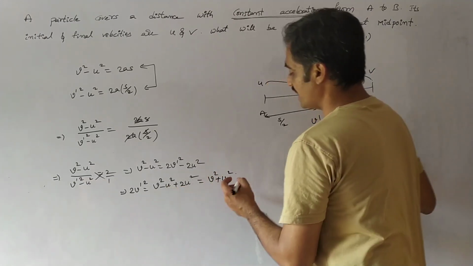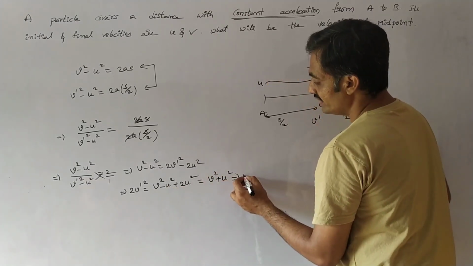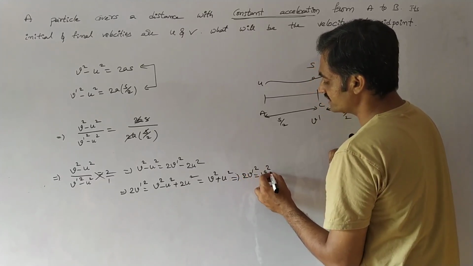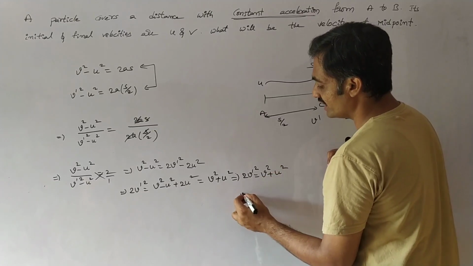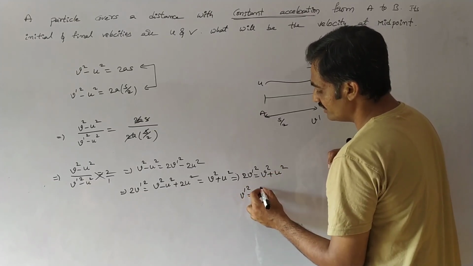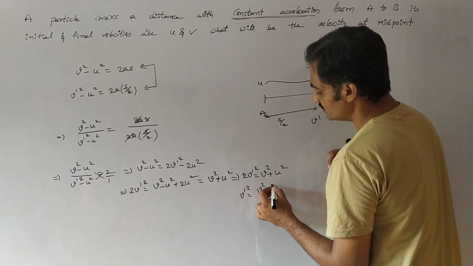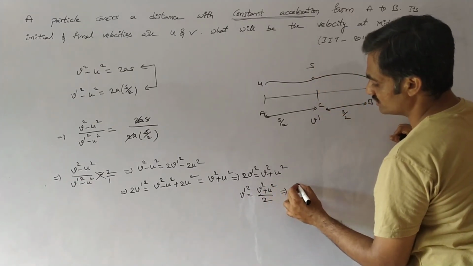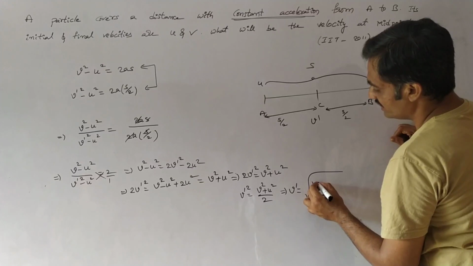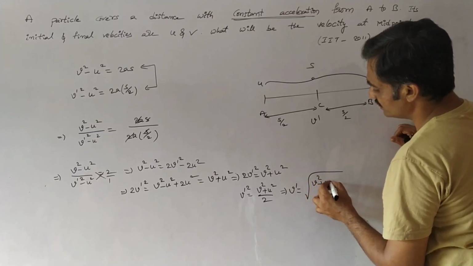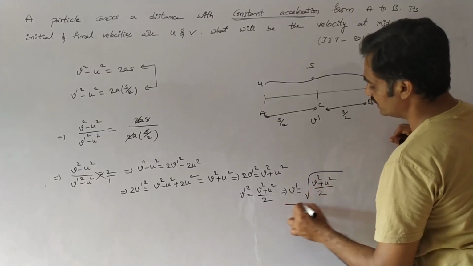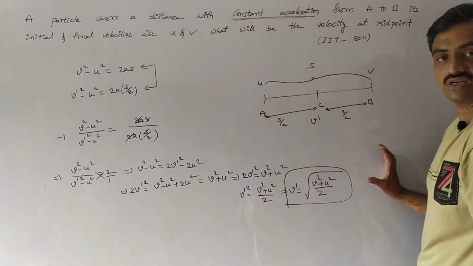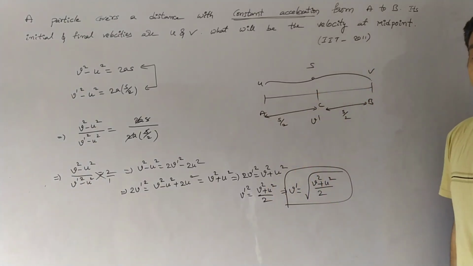From this equation we have 2 v dash square equals v square plus u square. From this, v dash square equals v square plus u square by 2. From this we have v dash equals under root of v square plus u square by 2. It represents the velocity at the midpoint. Take a screenshot. We will continue with the next problem.